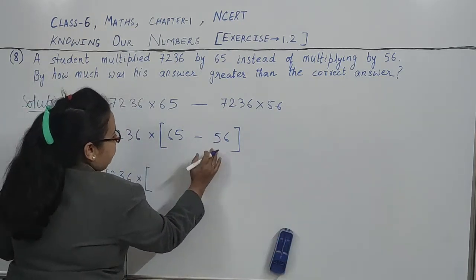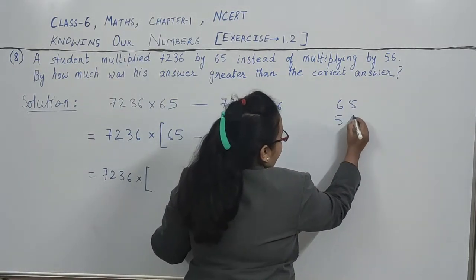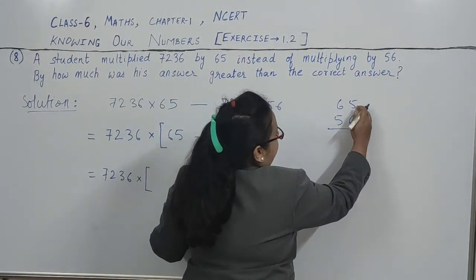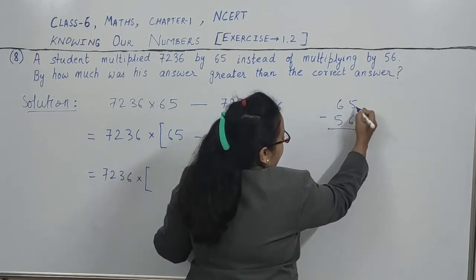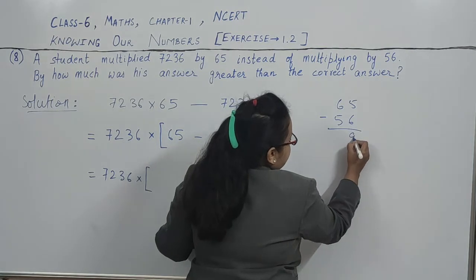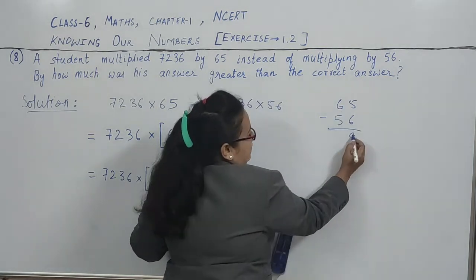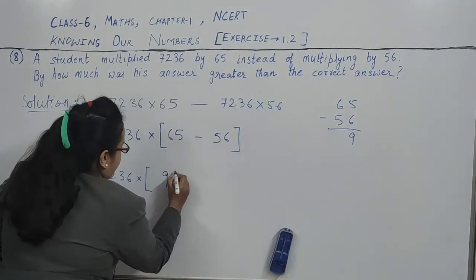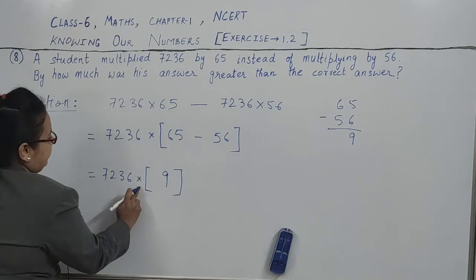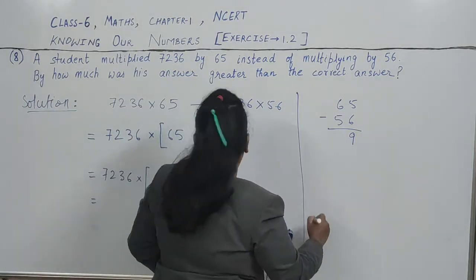Now 65 minus 56 is what? See, 65 minus 56. 5 minus 6 is not possible, so we take one carry, and 15 minus 6 is 9. This becomes 5 minus 5, it is 0. So 65 minus 56 is 9. Now this will be multiplied with 9. So what answer will we get?